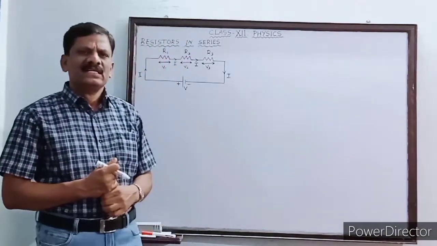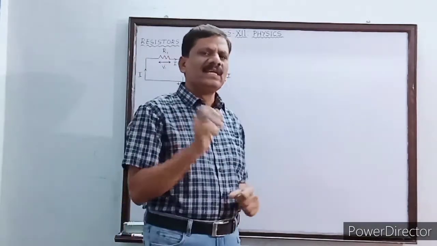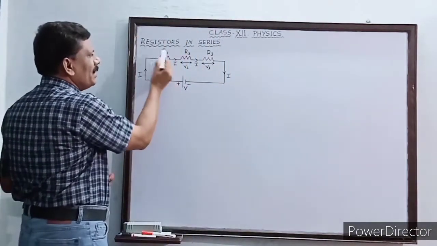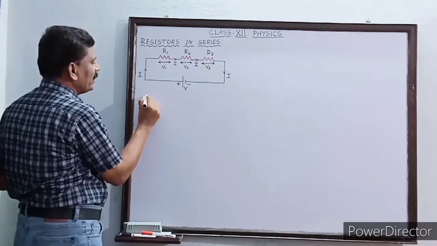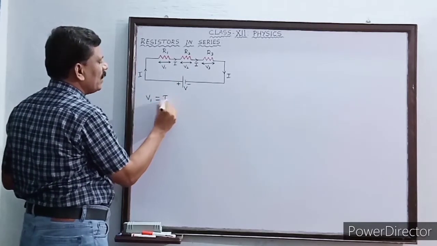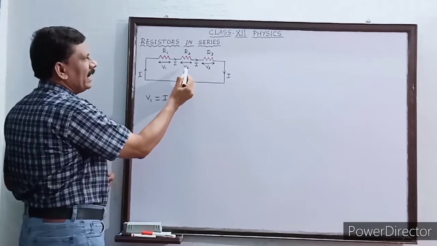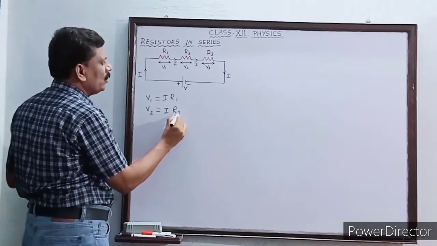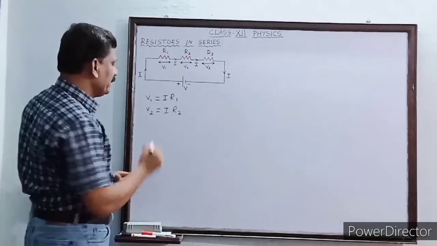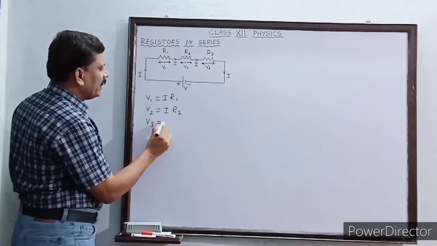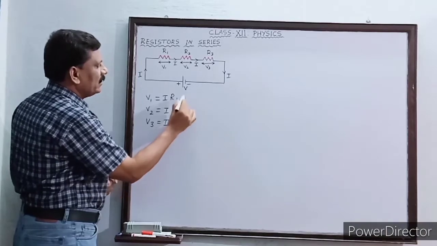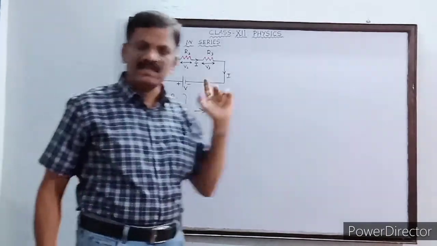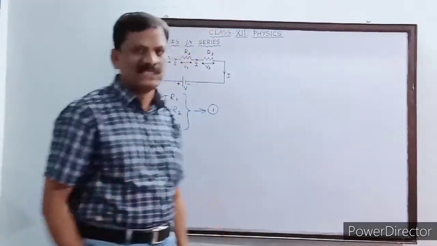Let us see. We know that from Ohm's law, V equals I into R. So now you look at the first portion. What is V1 equal to? V1 is equal to I into R1. And in this portion, V2 is equal to I into R2. Similarly, what is V3? V3 must be equal to I into R3. So this set of equations, I call it step 1. This is by applying Ohm's law to each resistor.